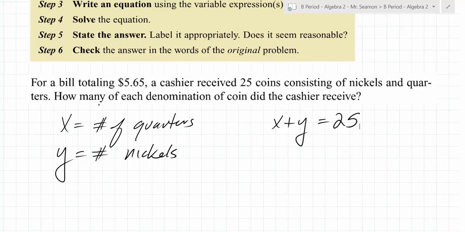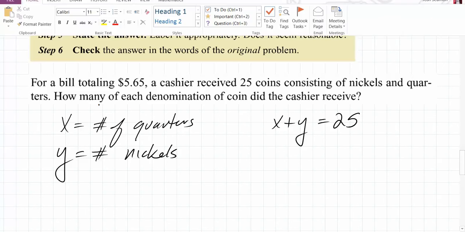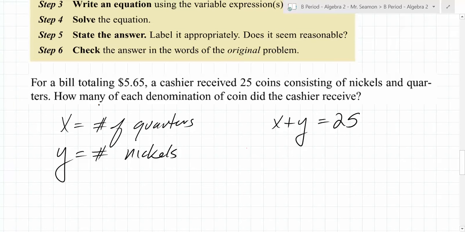Two equations. So you have one equation. Your challenge right now is to find out what the second equation could be. Yeah, Jacob. Could be 0.25x. Ah, okay. Here's one version of it. I like this. 0.25x plus 0.1y equals 5.65. Yeah, because what does this represent?